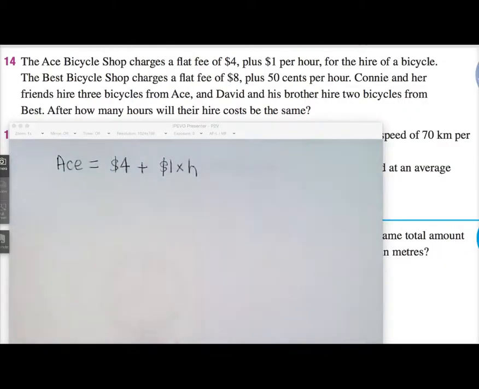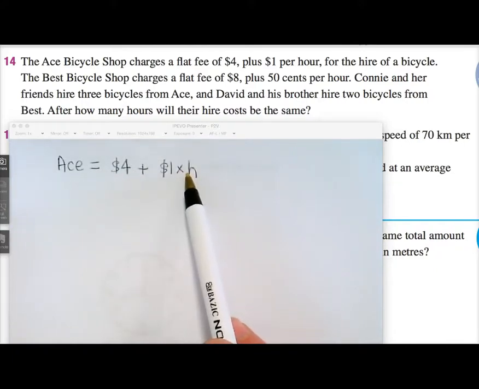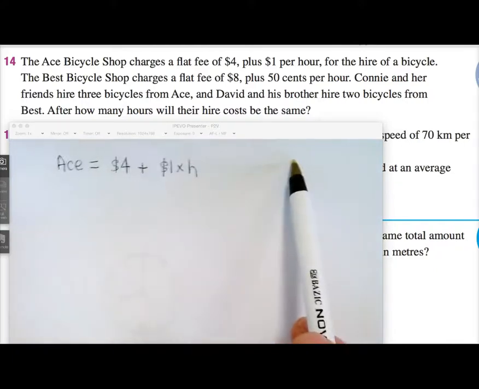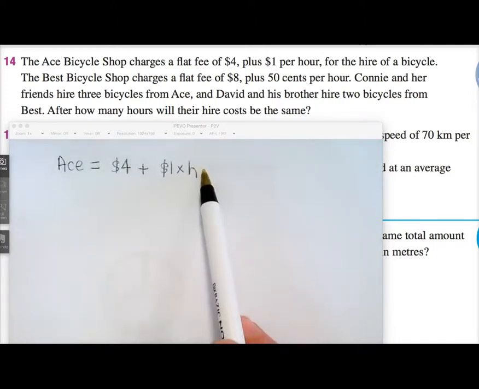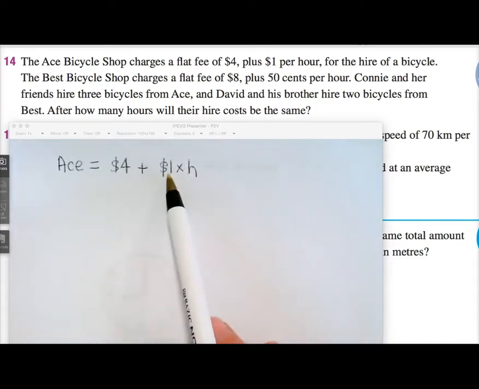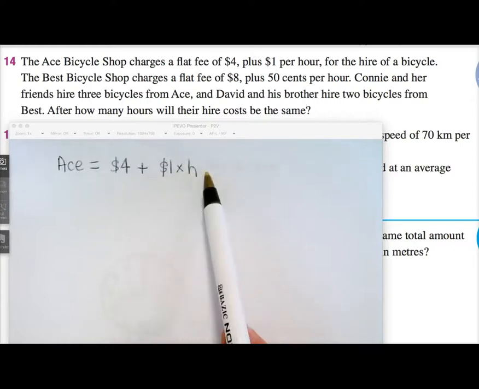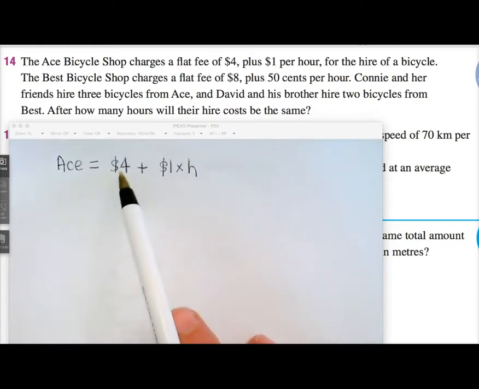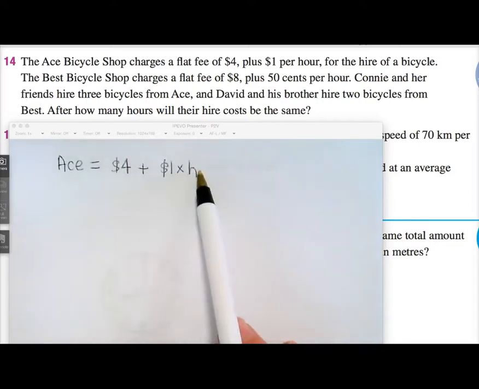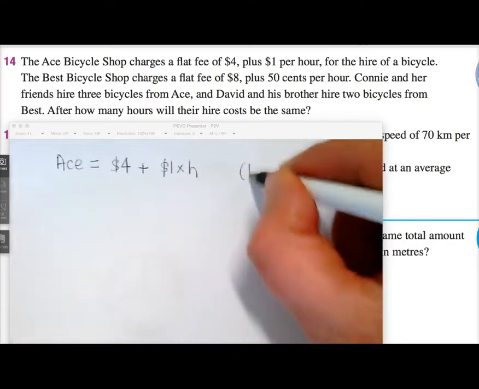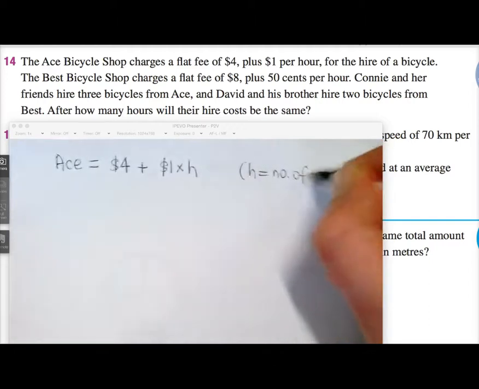Ace Bicycle Shop charges a flat fee of $4 plus $1 per hour. So if you had it for 1 hour, you would pay $4 plus $1 times 1 hour, is 4 plus 1 is $5. If you had it for 2 hours, you'd pay the $4 plus $1 an hour for 2 hours, $1 times 2, which is 4 plus 2 is 6. 3 hours, $4 plus $1 times 3. So this is where H equals the number of hours.